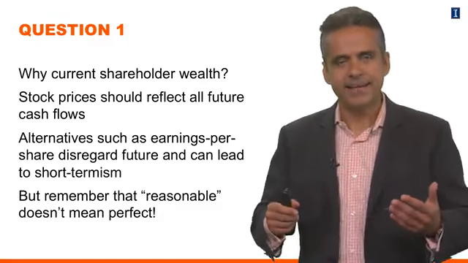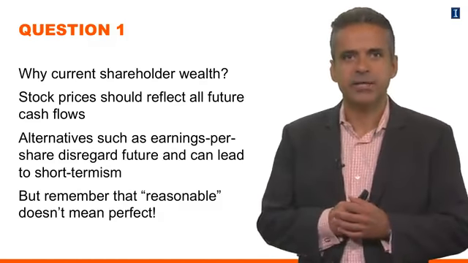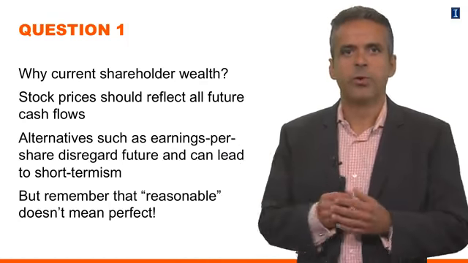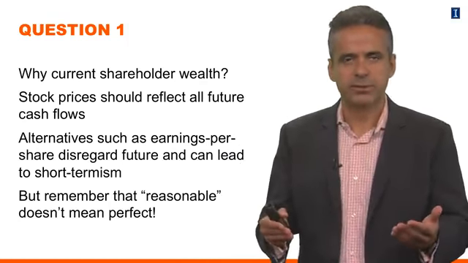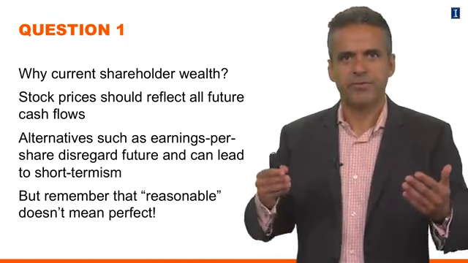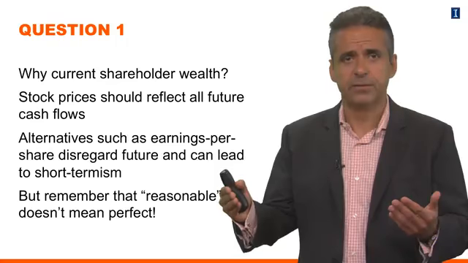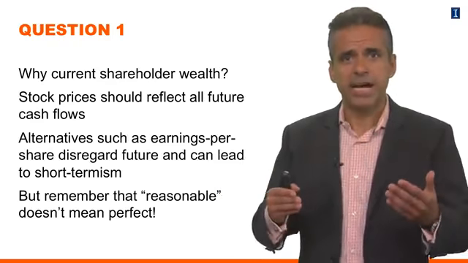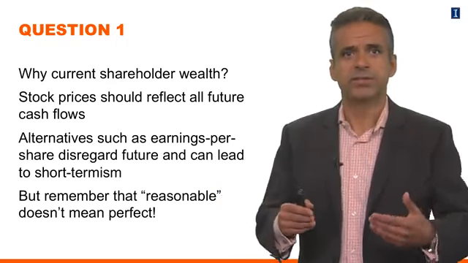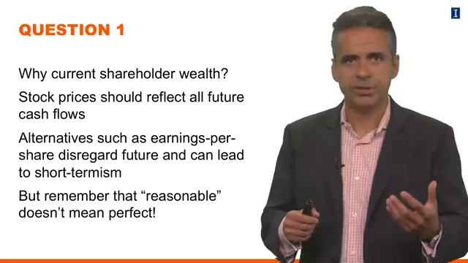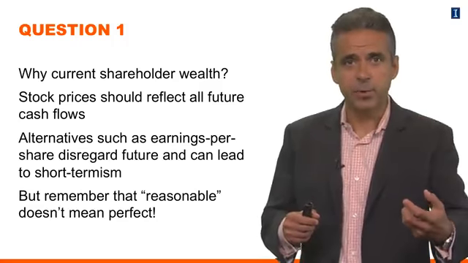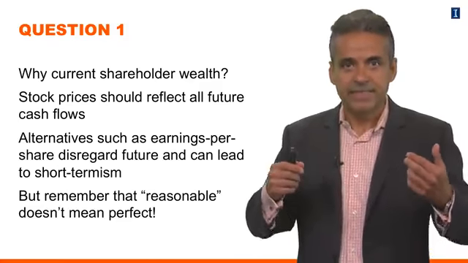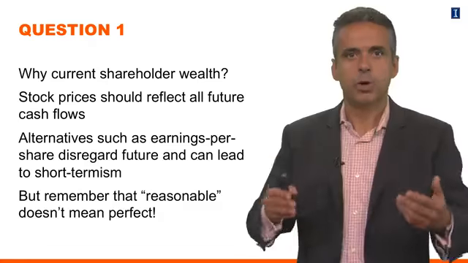And the important idea that we discussed in the lecture is that the stock price should reflect all future consequences of current corporate decisions, right? Stock price should reflect all future cash flows, and therefore it's likely to be a much better objective than alternatives such as earnings per share and book value per share, which only measure current profits, disregard the future, and therefore can definitely lead the company to become short-termist.